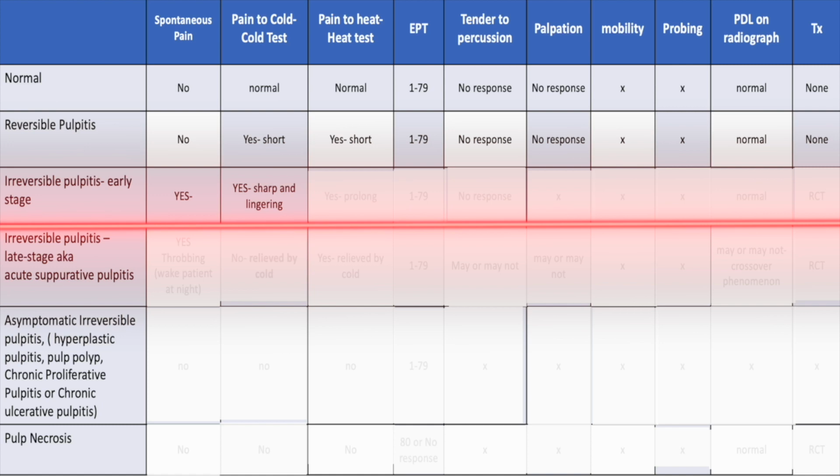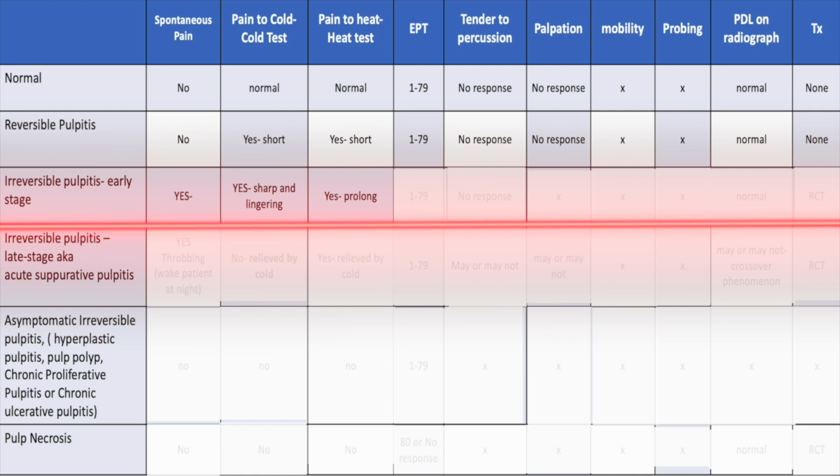It stays for some time. That means it's irreversible pulpitis. If it resolves itself within a few seconds, it was reversible pulpitis, right? But here it's sharp and lingering. That means it is irreversible pulpitis. If you give a heat test, or how is the pain to heat, then yes, there is pain to heat and it's prolonged because it's early stage.